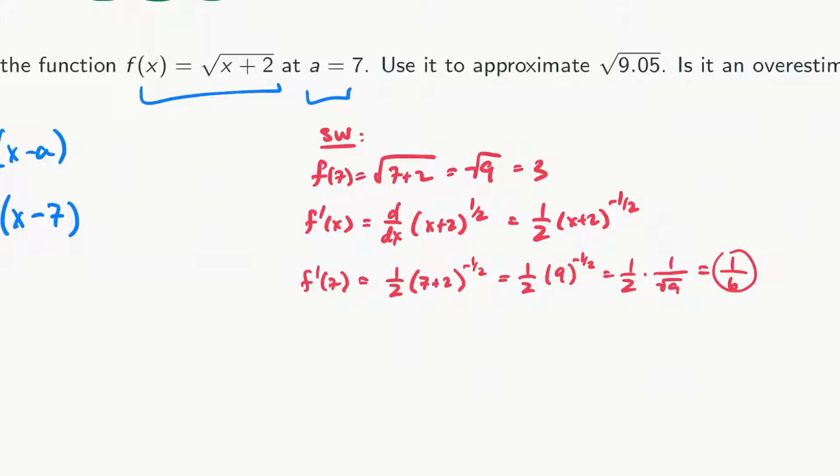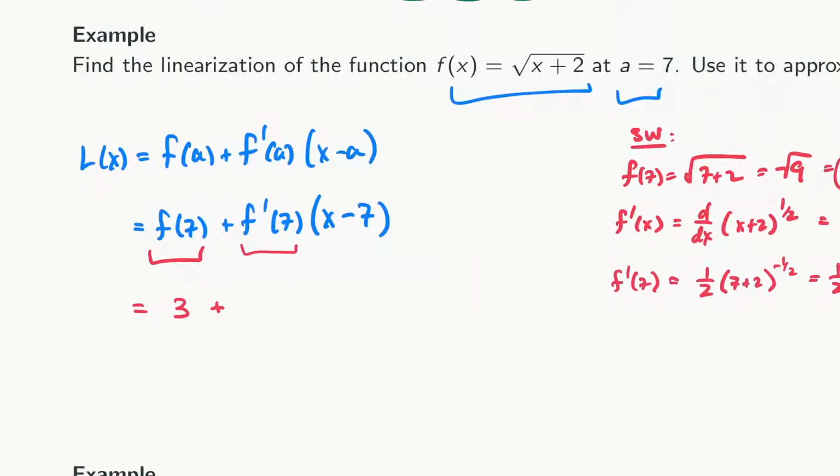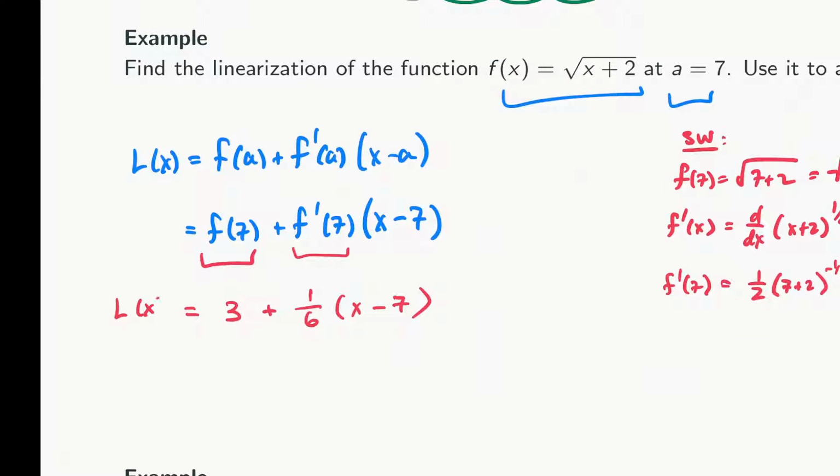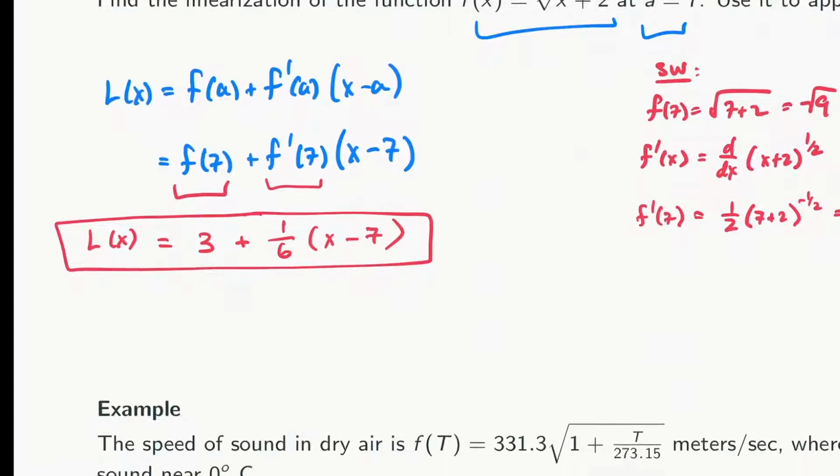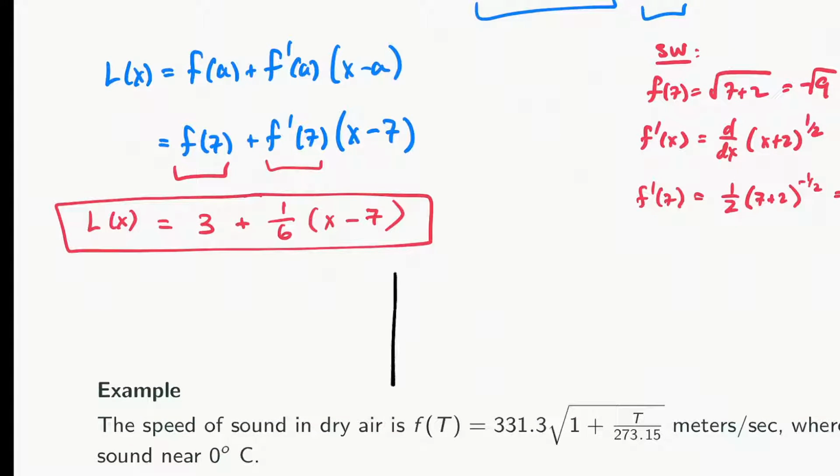So these two values that we went looking for, 3 plus 1/6, we now have. So now we have a function of x, what we call the linearization of the function f of x at a equals 7. Okay, so what again does this mean? This means that my square root function is doing something like this. This is close to how it looks, square root of x plus 2.